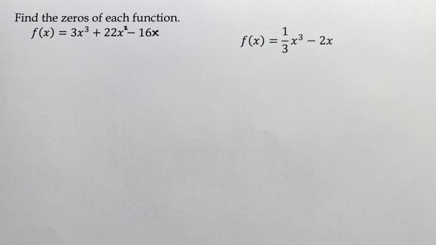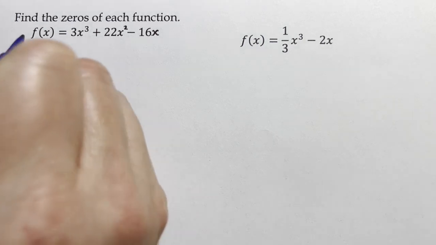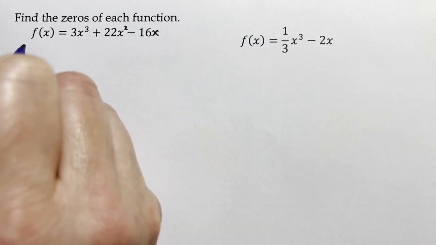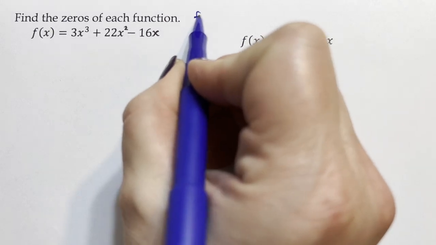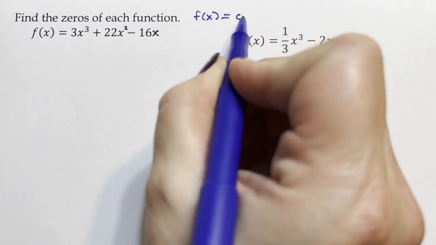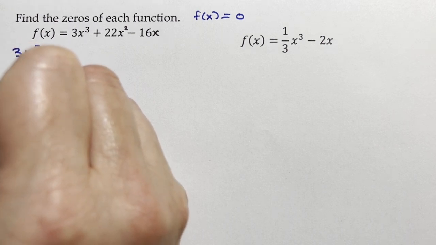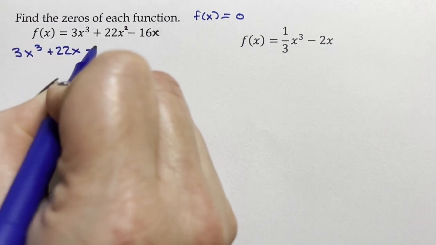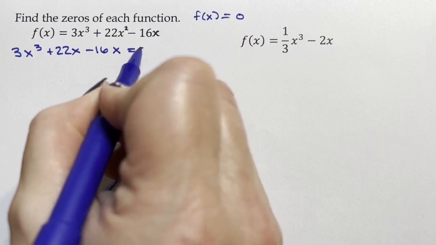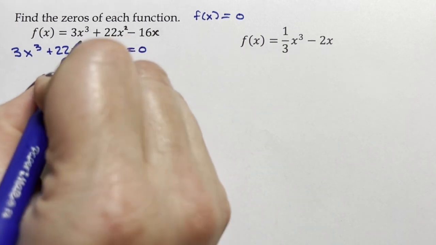Today we're doing a series of videos where we look for the zeros of each function. So a zero of a function is where we take a function and we set it equal to 0. So f of x equals 0. 3x cubed plus 22x squared minus 16x equals 0. Sorry, this should have a squared.